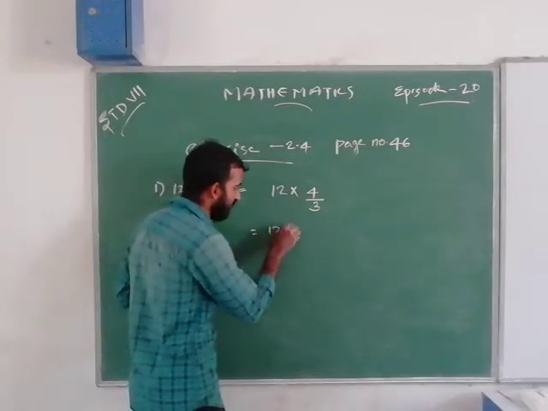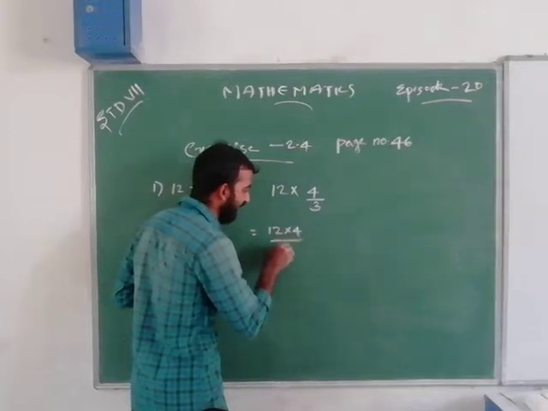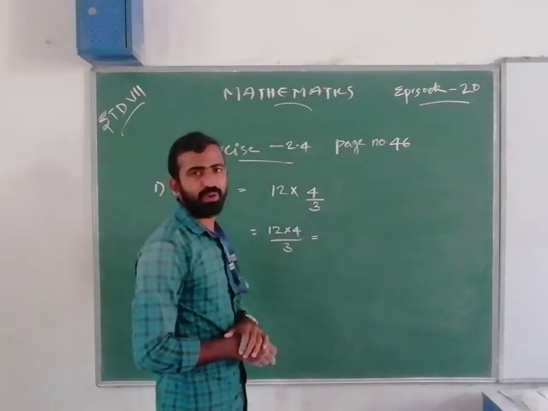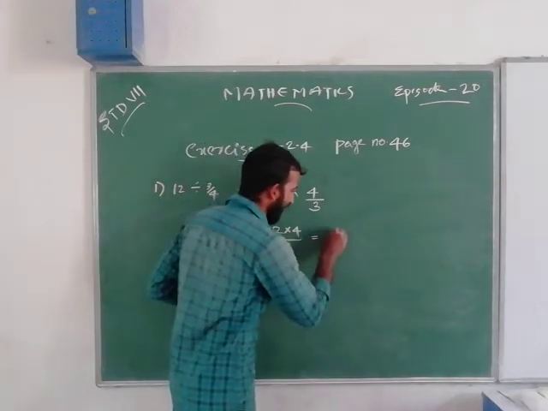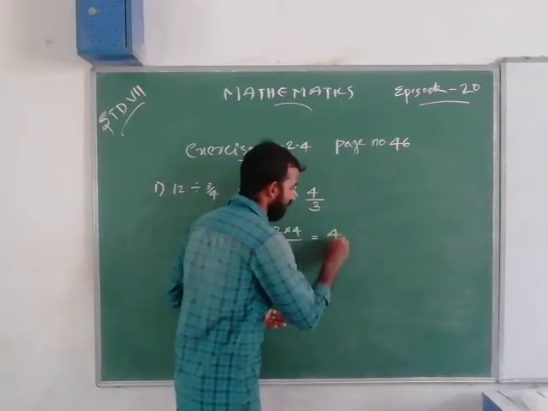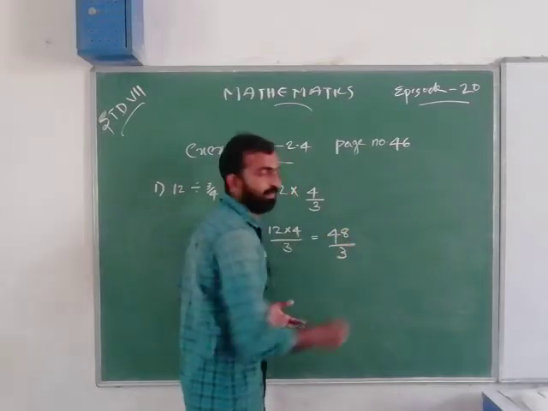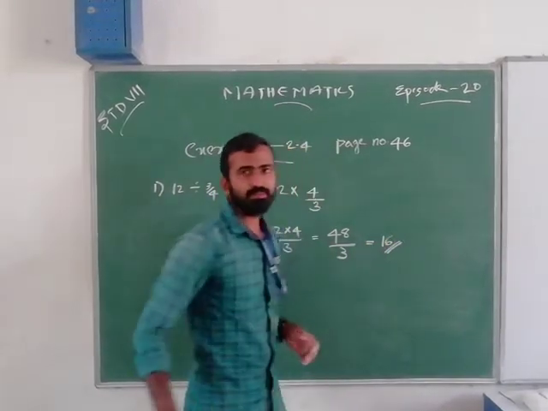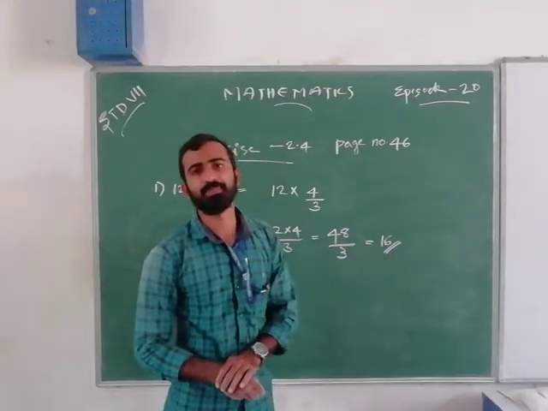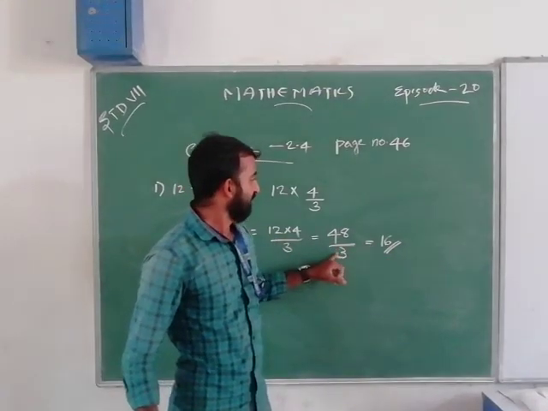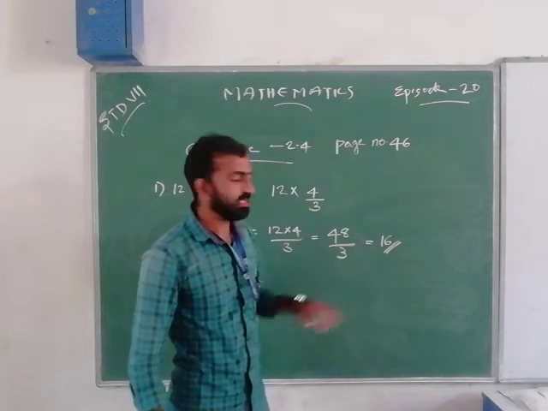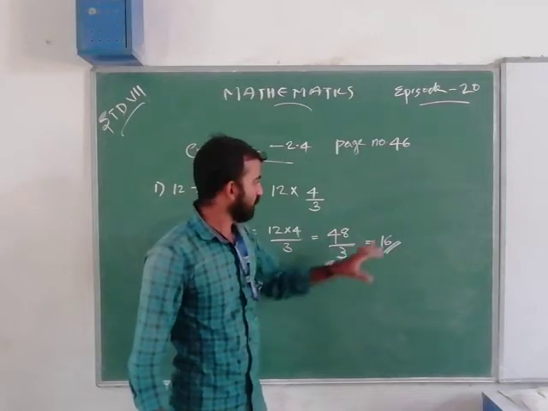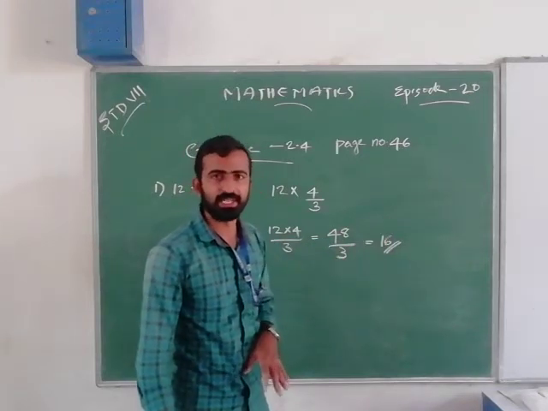So we get 12 into 4 by 3. We can write 12 into 4, what we get, that is 48 by 3. We can simplify, that is we get 16. Here 3 is a common factor, 16 into 3 we get 48, so the answer is 16.